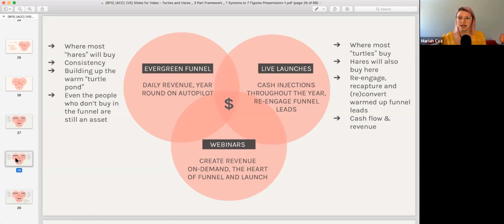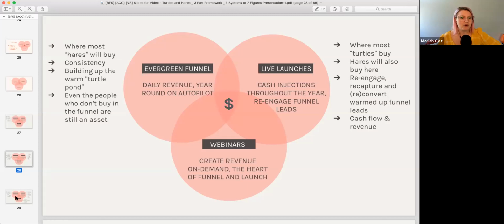The biggest mistake that people make is they think, oh, well, the turtles who didn't buy in my funnel are just not buyers. They're just not going to buy ever. That is a huge mistake, and that can cause you to lose out on half of your potential sales or more because you're not giving them another chance. So your live launch is a second chance for people to buy who did not choose to buy during your evergreen funnel, and it works like magic.